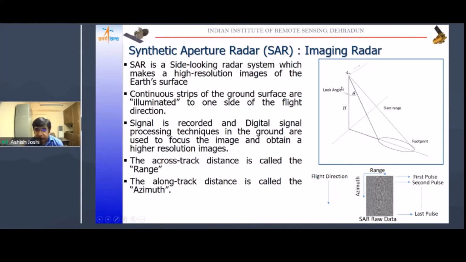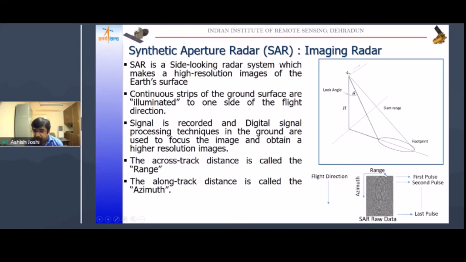So how is the SAR image formed? With the motion of the SAR, continuous strips of the ground surface are illuminated to one side of the flight direction. So it illuminates the ground, and this signal is recorded and passed to the ground stations. This is the data that we will get in the ground station.